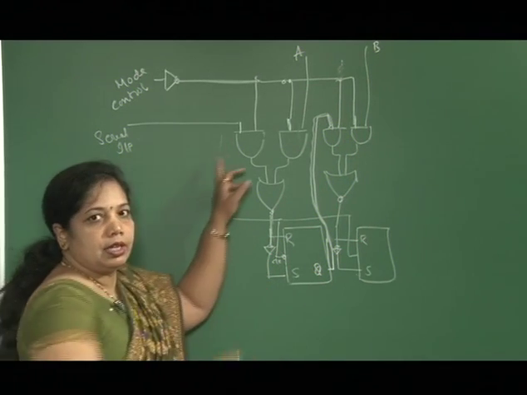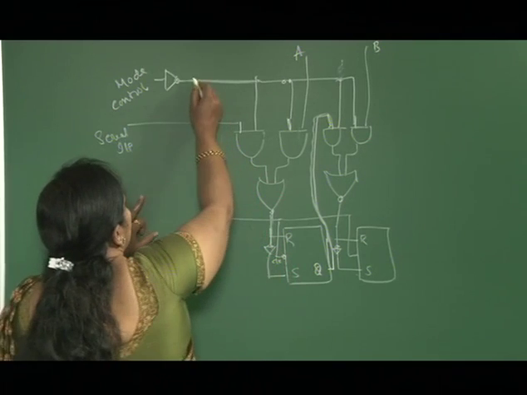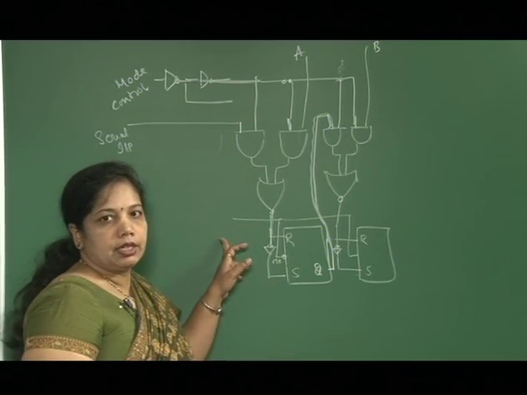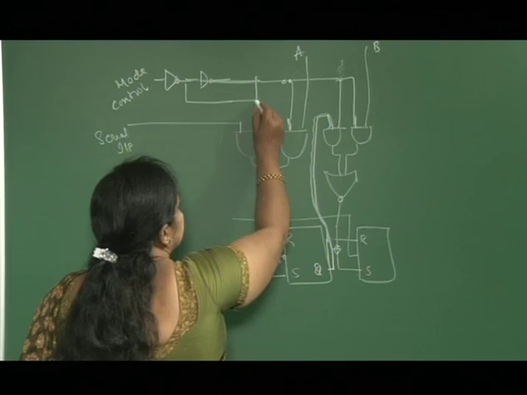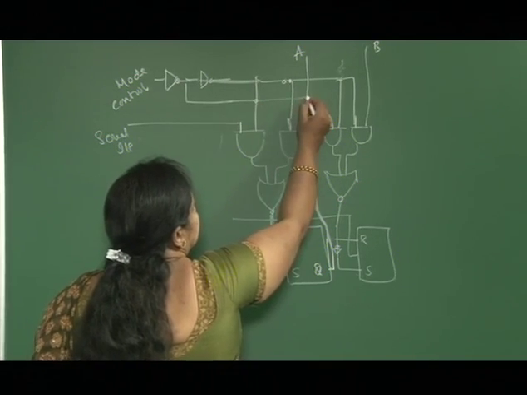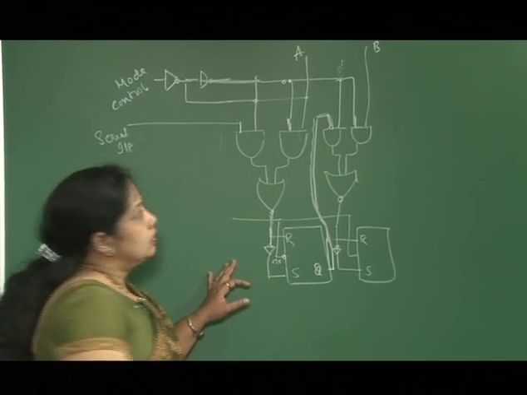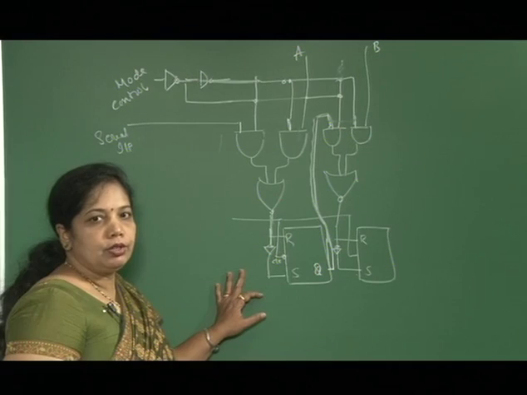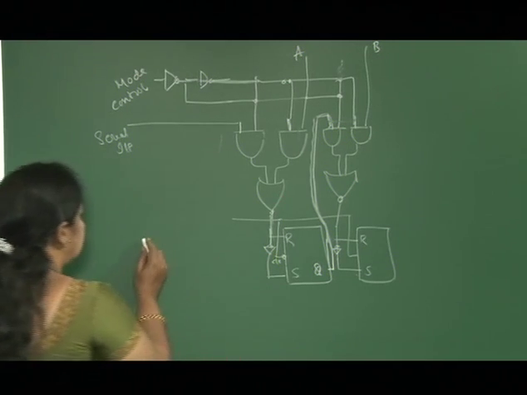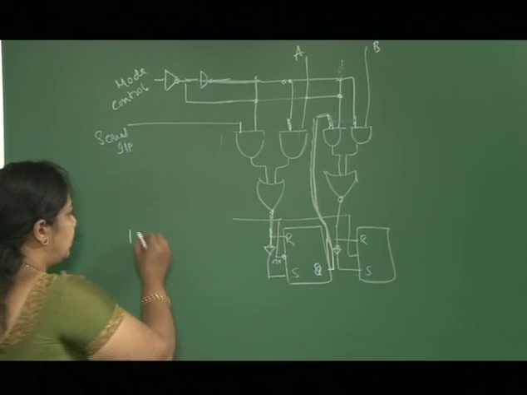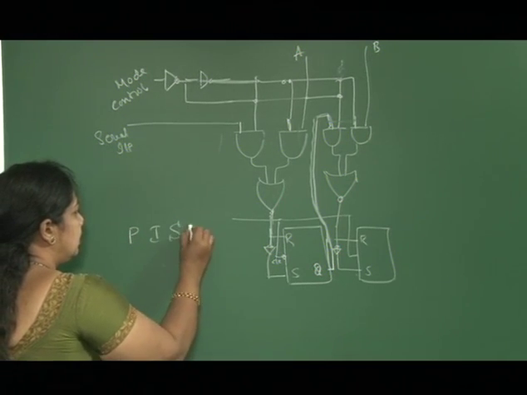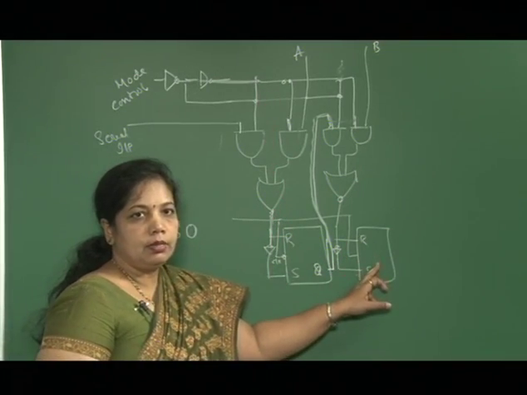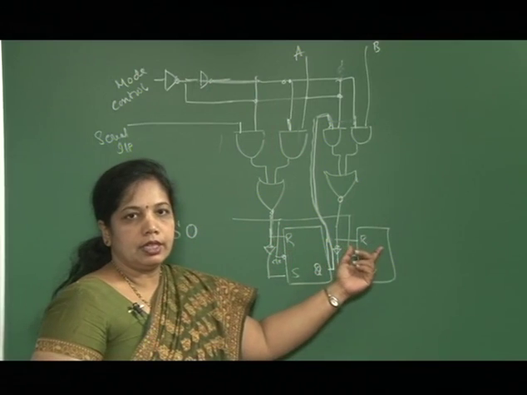So serial input is coming to the first AND gate. For mode control we have 0 and 1 options, which is connected to this AND gate. Similarly here, we are doing 2 operations. One is, since it is parallel in, serial out, I am sending the data in parallel, then I am taking this output serially.